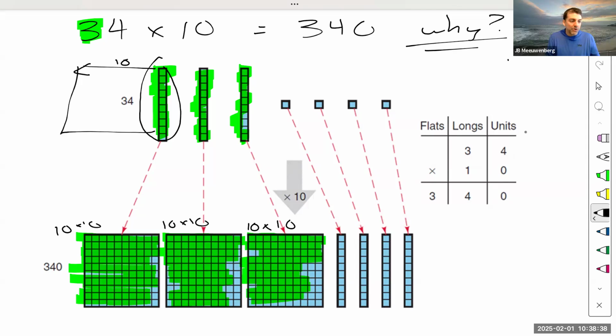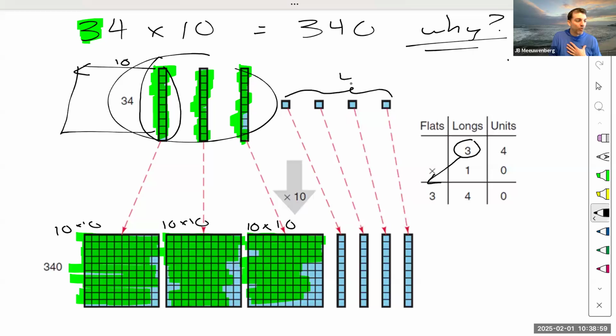If you start to examine our traditional algorithm, 34 by 10, the 3 from the longs right here moved over to here. It moved from the tens column into the hundreds column, and this shows why. Then let's explore the 4, right? This was the number 4. This was in our ones or our units space, right? So the number 4 was here. So we had 1, 2, 3, 4.